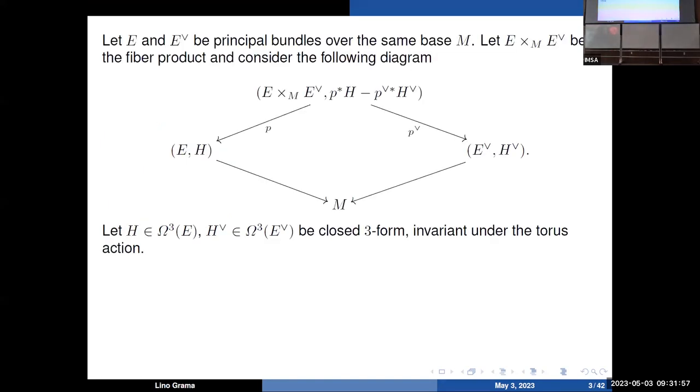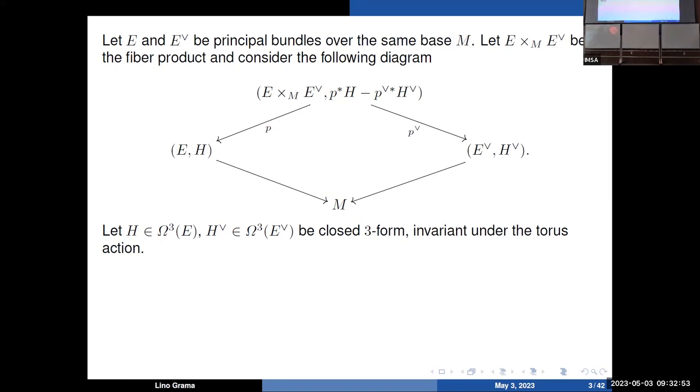And just to recall this definition, we start with two principal torus bundles over the same base. Then I consider here the fiber product. And then we pick closed three forms, H and H check. Actually we work with a pair, the total space E with H, and E check with H check, fibered over the same base. Then in the fiber product, we consider the pullback of these three forms by these projections.